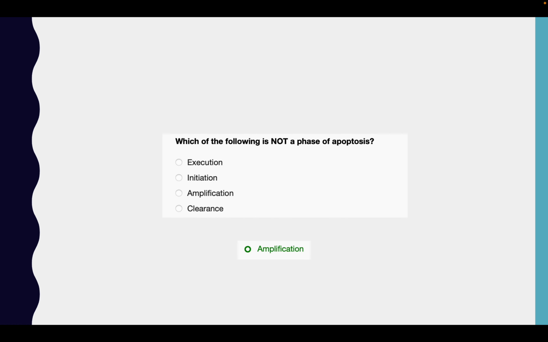So we have different phases: induction, early phase, mid phase, late phase, and also we have the execution phase, the initiation phase, and the clearance phase. So first of all, starting from which phase? Initiation, right? So what happens in initiation?